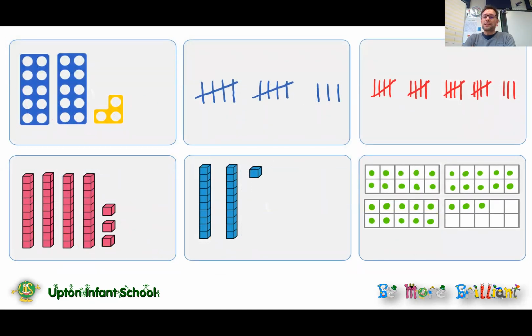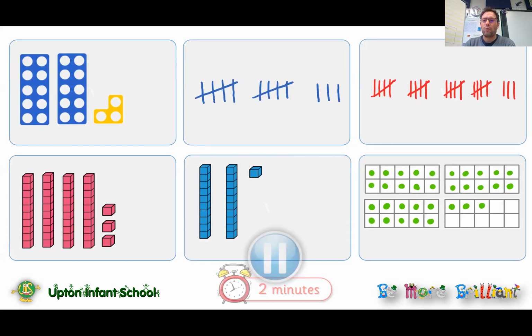So here's something for you to look at. We have got 6 pictures here of some numbers, different ways that we can represent numbers. Now, in all of those pictures, 2 of them show the same number. So what I want you to do is to have a little look, pause the video and see if you can work out which of those pictures both represent the same number. So pause the video, that should take you a couple of moments.